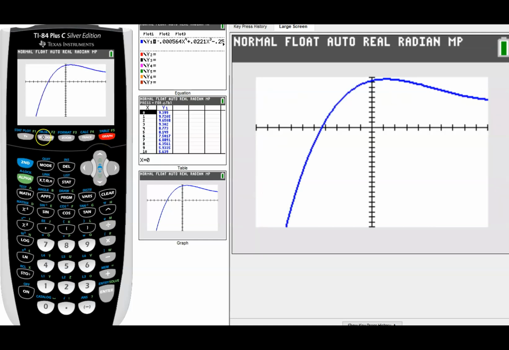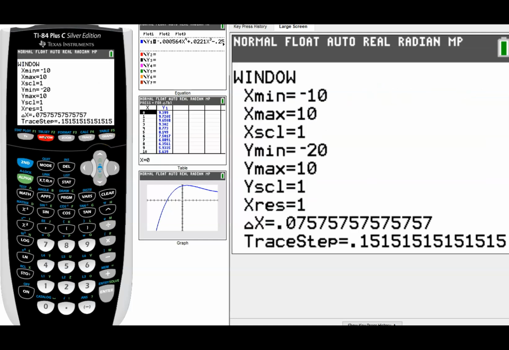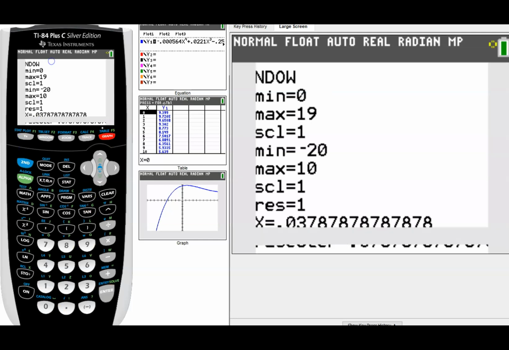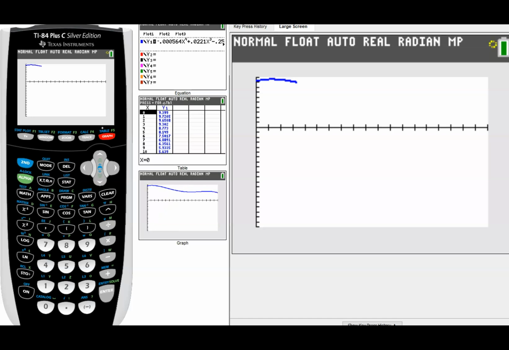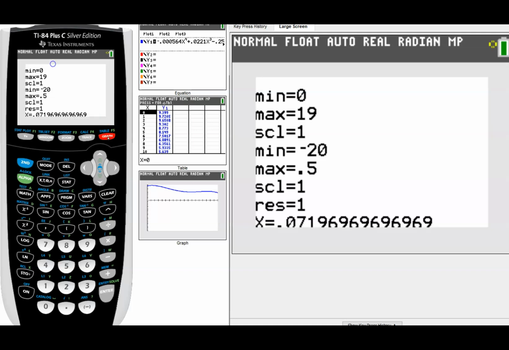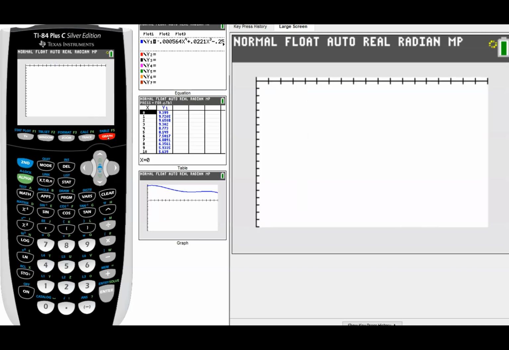And there's my graph. I need to fix this window because I wanted the x between 0 and 19. So if I change that part alone, and this should go off the screen, so I need to fix that too. Notice it doesn't, you can't see the end part there, so I'm going to fix my y minimum, it could be like negative 5.